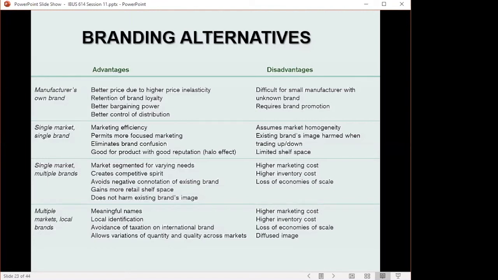However, with this technique comes increased marketing costs. You have to spend separate money to market Omo, separate money to market Close Up, separate money to market Pepsodent, separate money to market Sunlight. And it will also lead to high inventory costs because you have to stock adequate amounts of each of these different brands that you are marketing. And you lose some amount of economies of scale because you will not be able to use the same resources to produce more of a particular product because you have different kinds of brands.